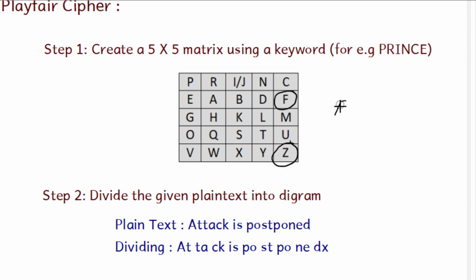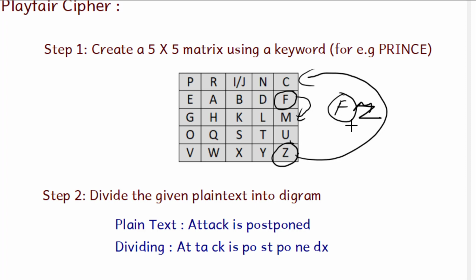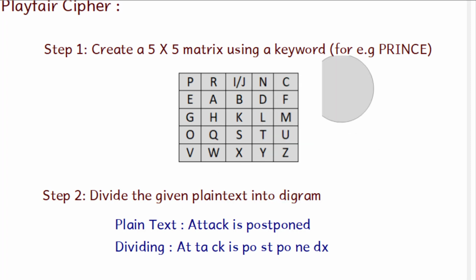I want to get the ciphertext alphabet for F and Z. Okay, so for F, the immediate next alphabet is M, and for Z there is no alphabet, so we can just go circularly, and so this is C. So for FZ we have MC. So this is what the second rule says.